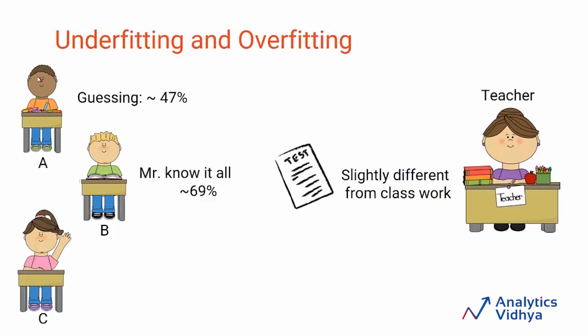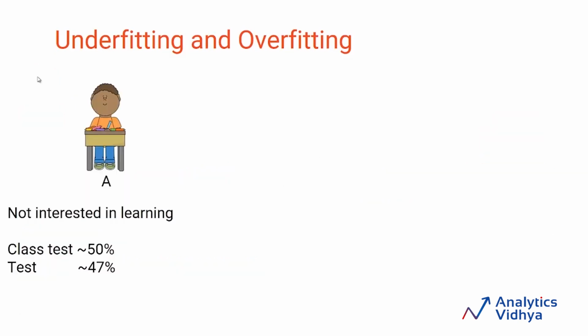Now, student C was a problem solver and she invested her time in understanding the concepts. She scored 89% in the test. Let's quickly summarize what we have covered. We saw that student A was not interested in learning in the first place, therefore uses random guessing and scores consistently low scores. We can refer this as underlearning or underfitting.